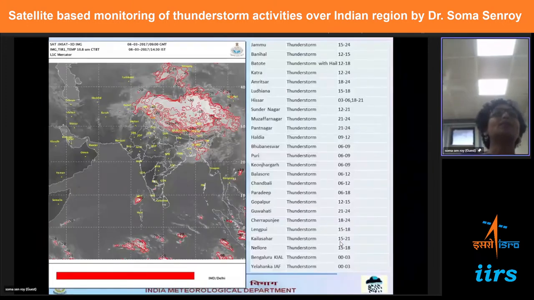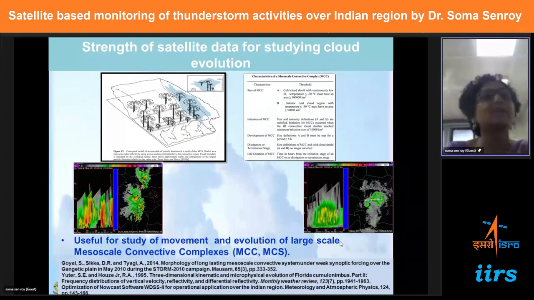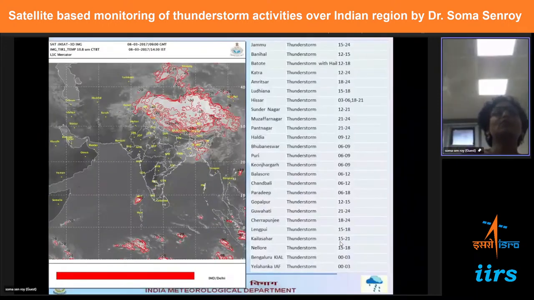This is an example of INSAT 3D on 8th March 2017. This was from the paper that I have quoted here, Goel, Sitka and Tyagi. So this showed that when there is a large scale clouding and a good synoptic scale system, it picks out the region. The cloud top brightness temperature, the minus 20 degrees Celsius contour and minus 30 degrees Celsius contour that has been drawn, very well picks out which is the region for thunderstorm occurrence.